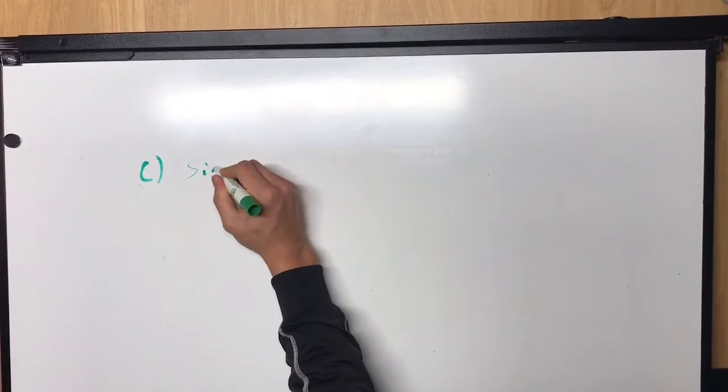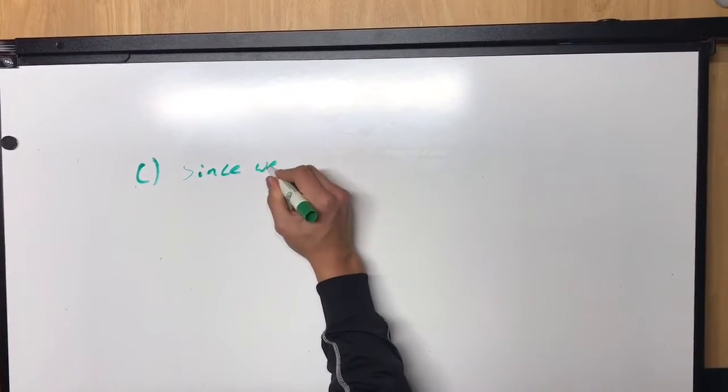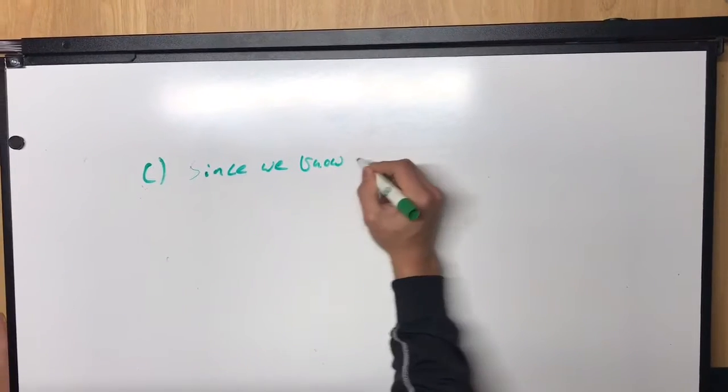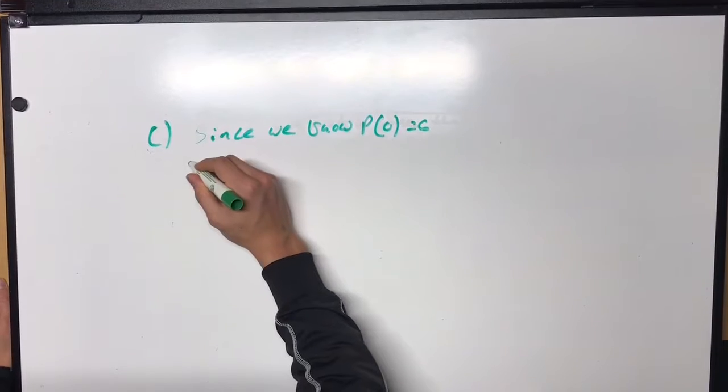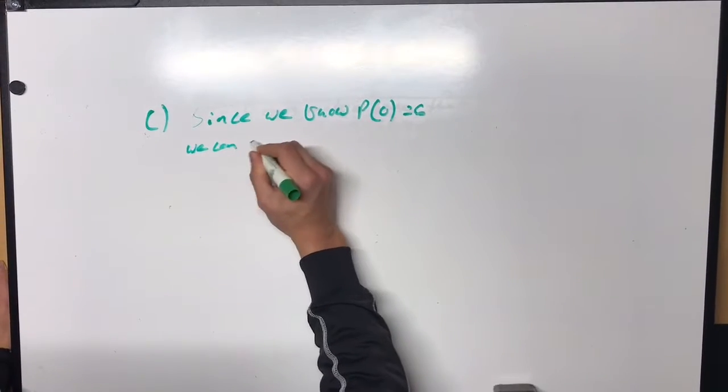So question C says for us to explain our answer to part B by finding the average rate of change in the population from 2000 to 2012, and from 2012 to 2024.